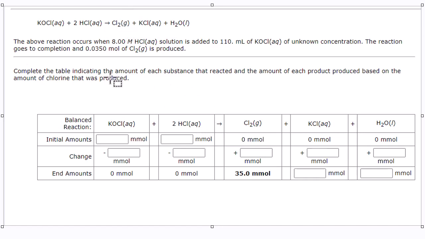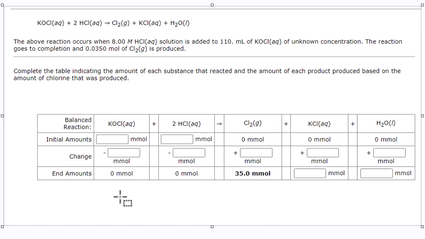Now, in this example, you're given a certain amount of chlorine gas that's produced. In this case, 35 millimoles. This is 0.0350 moles, but it's a lot easier to use thousandths. Just move that decimal point over 3 places, and you'll be dealing with whole numbers.